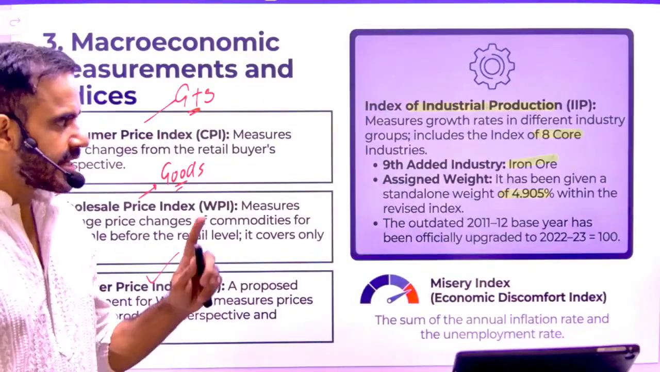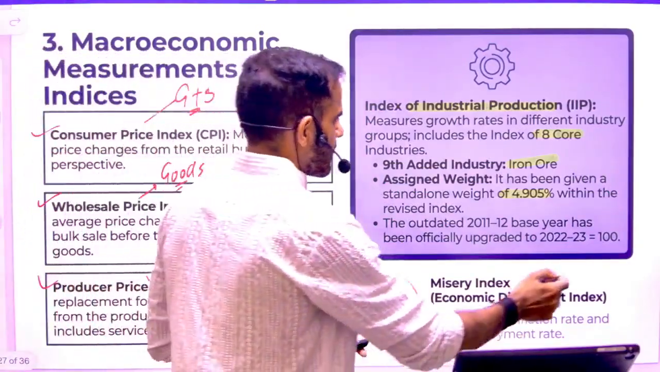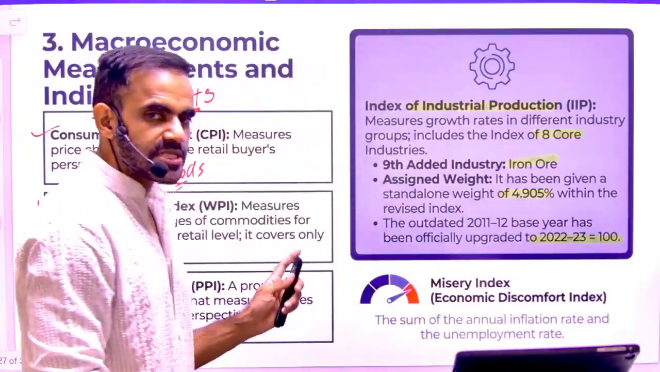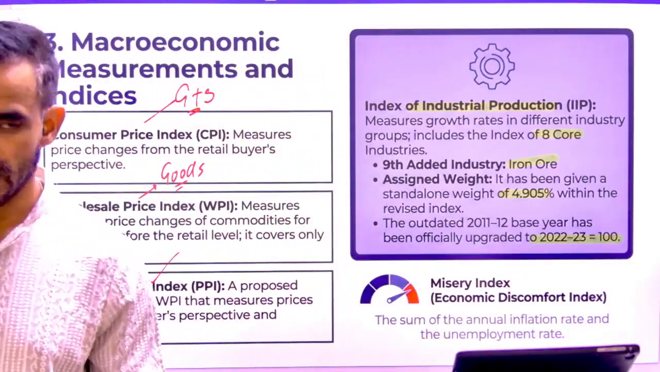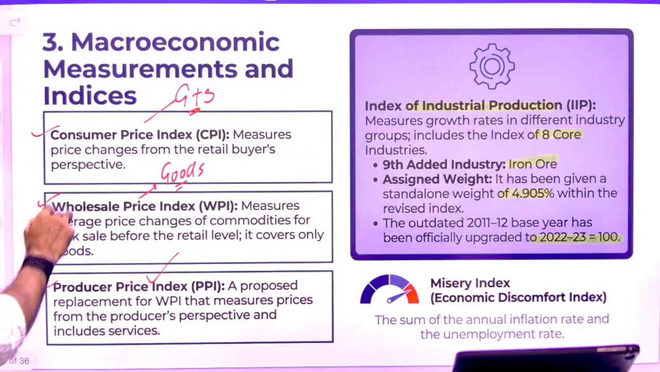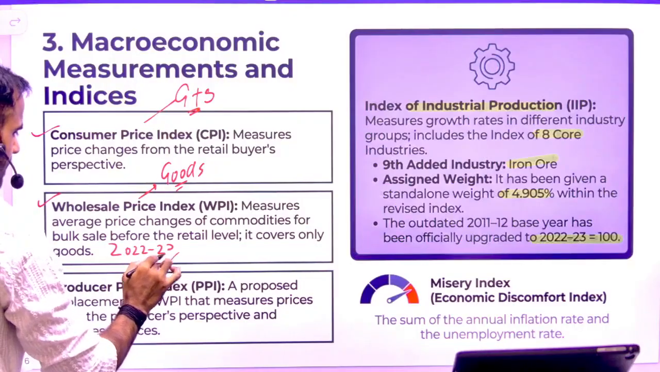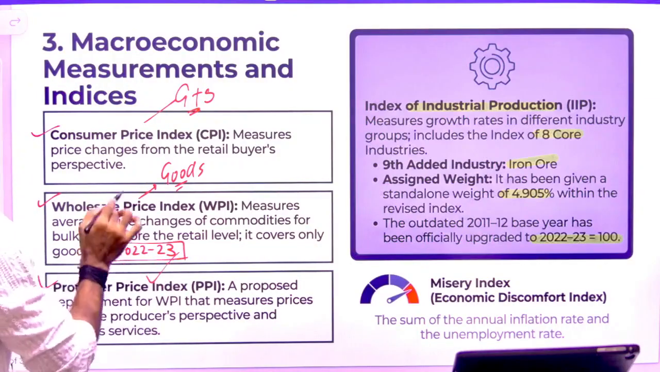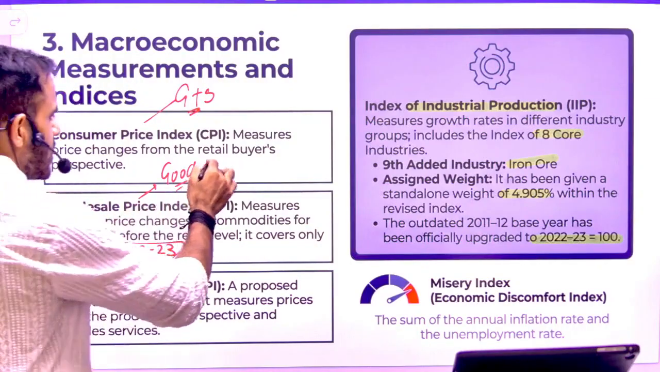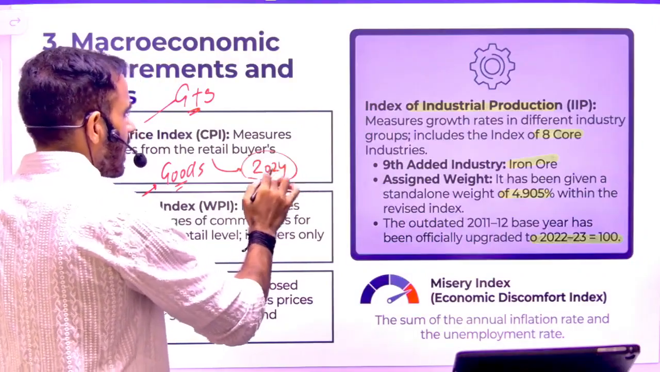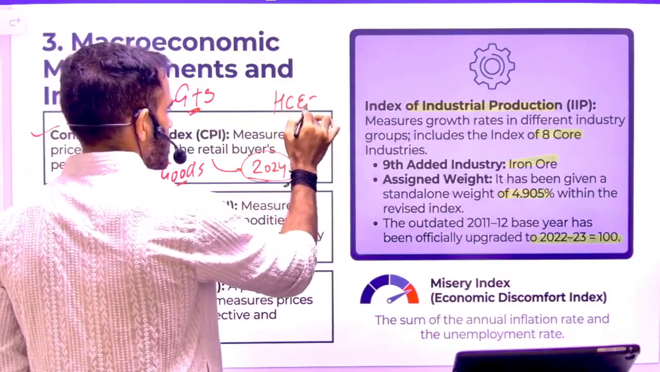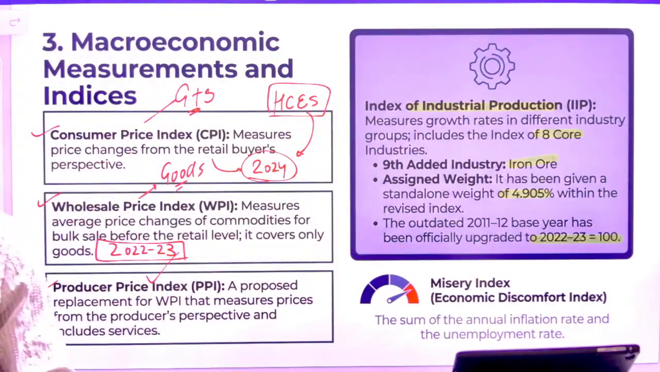There is one more change in IIP. The base year of IIP, similar to GDP, has been changed to 2022-23. Similarly, the base year of WPI is also changed, and it is the same, that is 2022-23. Please remember, the base year of CPI is now changed to 2024, and this is based on the Household Consumer Expenditure Survey. We will cover this in the current affairs section. We have already covered it if you go through the PT 365 document of economy.